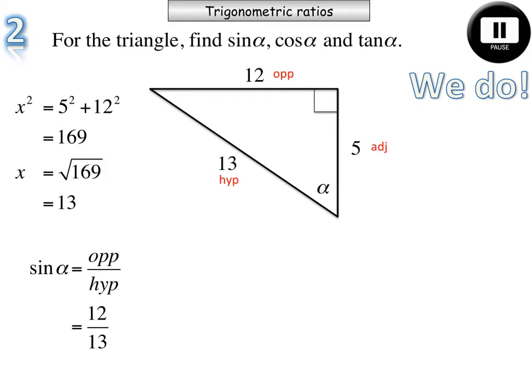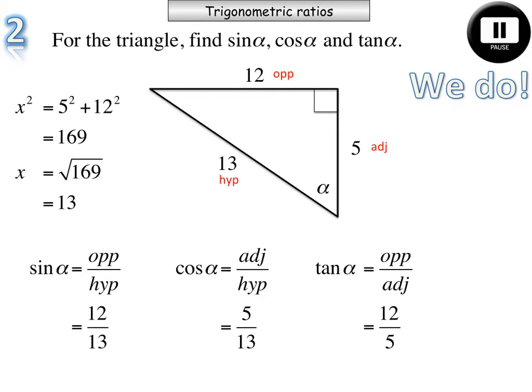So sine alpha equals opposite. Here's our angle here. So opposite is 12, and the hypotenuse is across from, opposite, the right angle. So we have 12 over 13. Cos alpha is adjacent over hypotenuse. And tan alpha is opposite over adjacent.